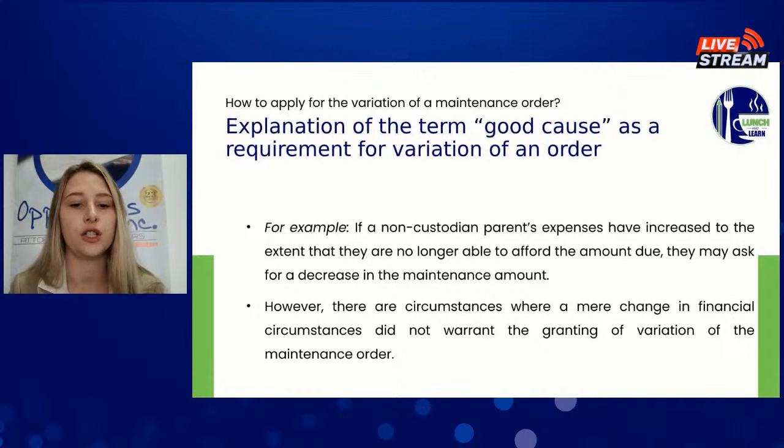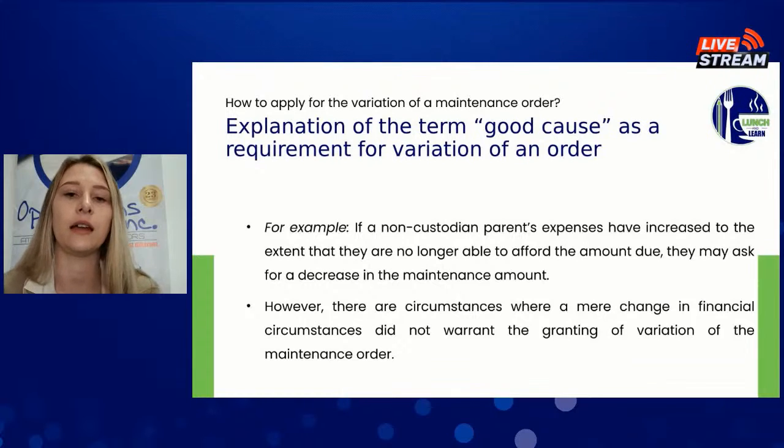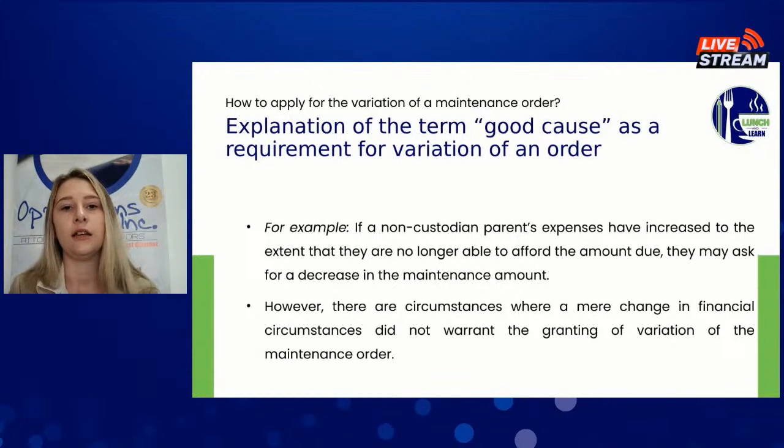Another example, if a non-custodian parent, so the non-primary parent, the child does not live with this parent on a permanent basis, but rather visits this parent, their expenses may also have increased to the extent that they are no longer able to afford the amount due. They may ask for a decrease in the maintenance amount. So this makes sense. If their expenses have increased to such an extent that they cannot afford the original maintenance amount, they can apply for a decrease. Another change in the non-custodian parent's financial position is, as I've said, where they lose their job. They cannot now pay the original maintenance amount and still make ends meet. So this is a change in the financial position which warrants variation because there's sufficient reason and good cause for it.